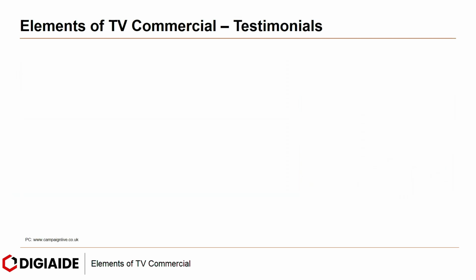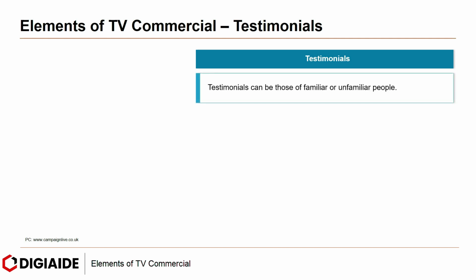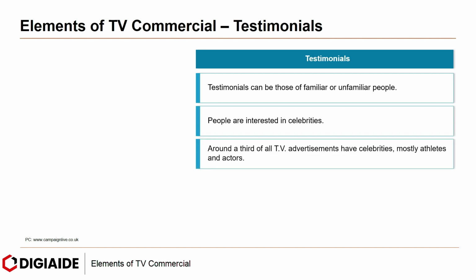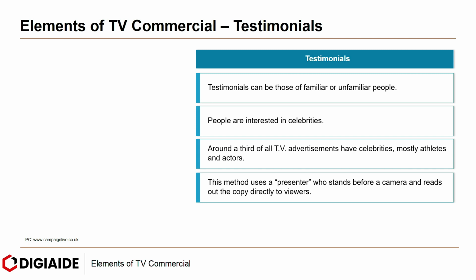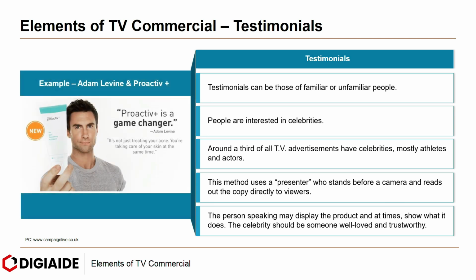Moving on to the elements of a TV commercial, starting with the first one, testimonials. Testimonials can be those of familiar or unfamiliar people. People are interested in celebrities. Around a third of all TV advertisements have celebrities, mostly athletes and actors. This method uses a presenter who stands before a camera and reads out the copy directly to viewers. The person speaking may display the product and at times show what it does. The celebrity should be well loved and trustworthy. An example in this case is Adam Levine and a testimonial for Proactiv in a TV ad.